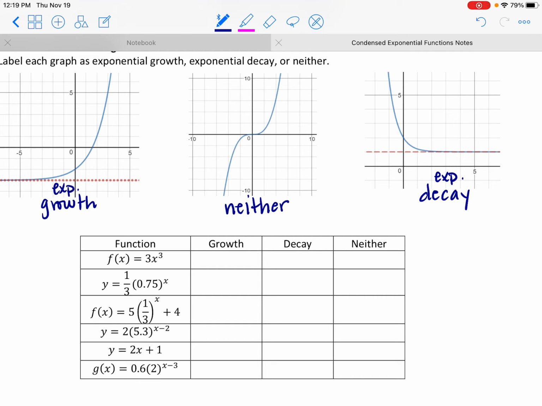And then here, we've got a list of actual equations for functions. Again, you should be able to determine by looking at it, do we have exponential growth, exponential decay, or is it neither? Well, the first one is neither, because this is not a variable exponent. That's a cubic function, a polynomial function, so that's neither. This has a variable exponent, so I know it's exponential. The question is, is it growth or decay?